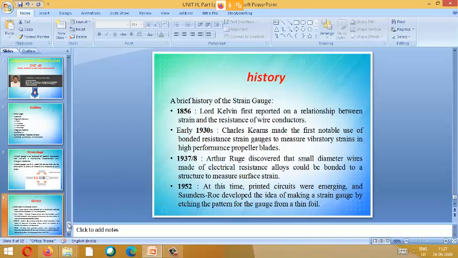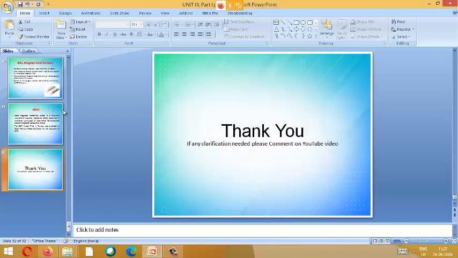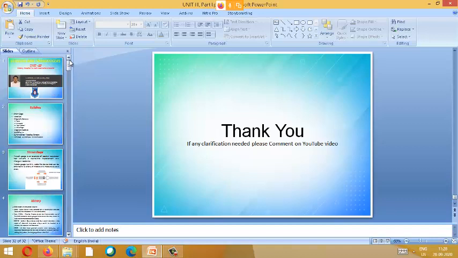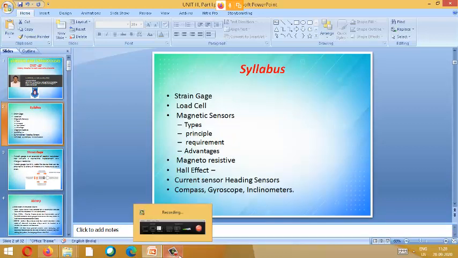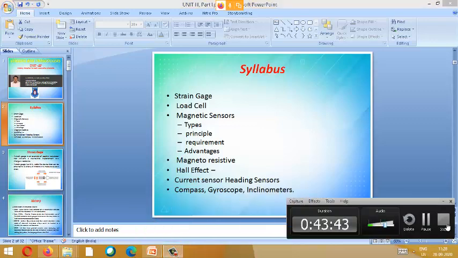So in today's class we have seen two topics in unit number 3. One is the strain gauge, and another is the load cell.